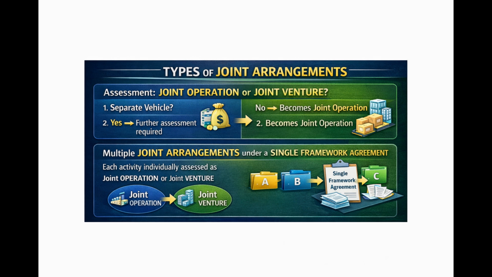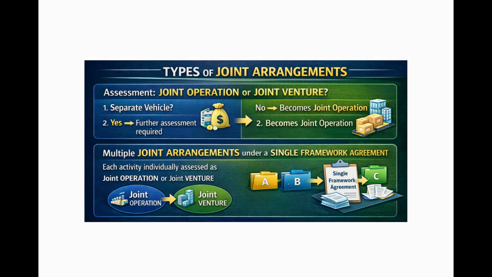Part 3. Other facts and circumstances. We come to this step only if legal form indicates joint venture and contract also indicates joint venture. Even then, the arrangement can still become a joint operation if both conditions are satisfied. 1. Parties take substantially all the output. 2. That output is the primary source of cash flows to settle liabilities. If both are satisfied, it becomes a joint operation. Otherwise, it remains a joint venture.